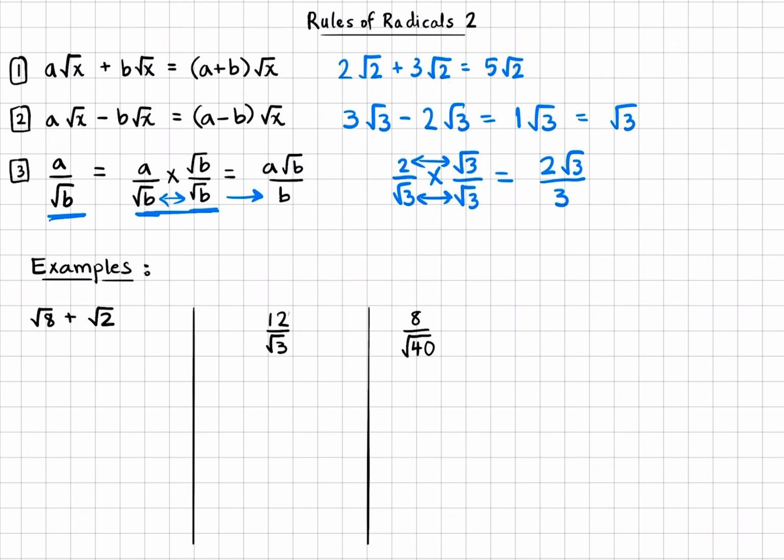All right. Now we're going to look at a couple of examples where we put all the rules together from the previous video and from this video. Okay. First example says, of course, the whole point of doing these exercises is to simplify what we see. Write it in its simplest form. Okay. So the first question says square root of 8 plus square root of 2.